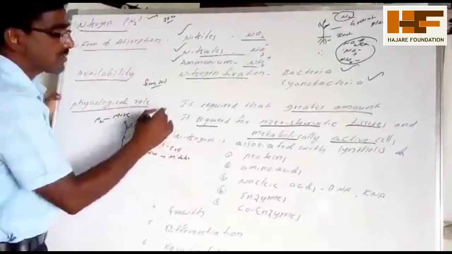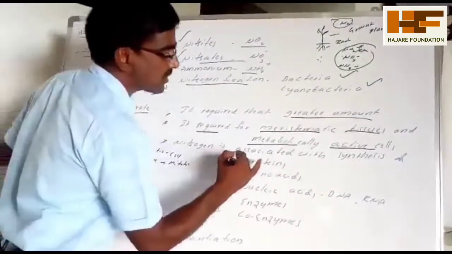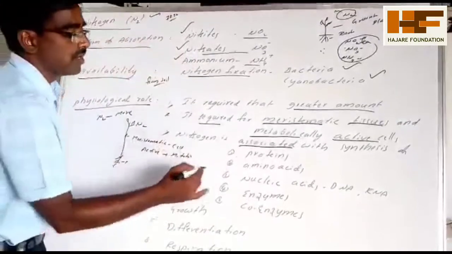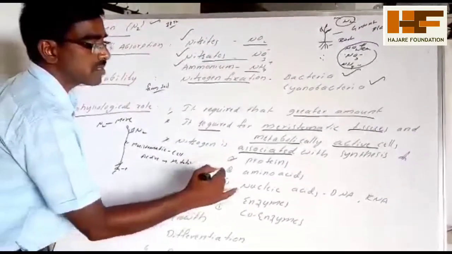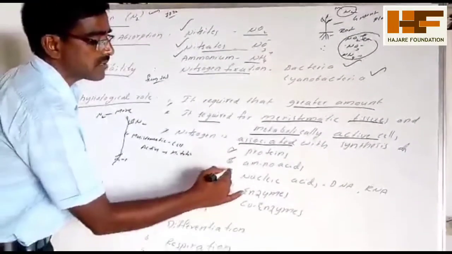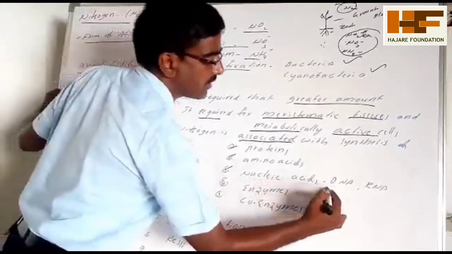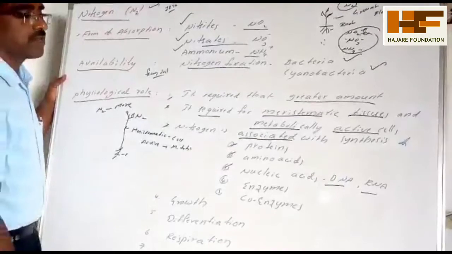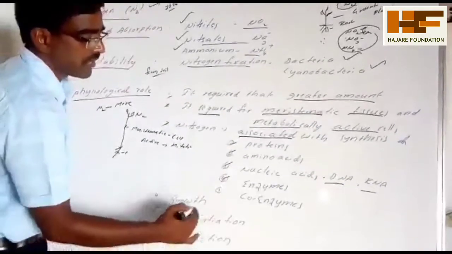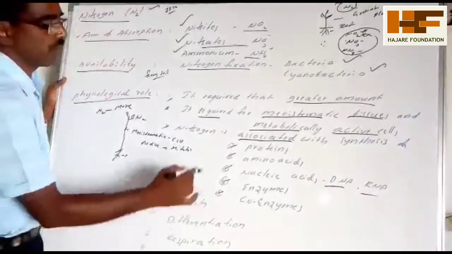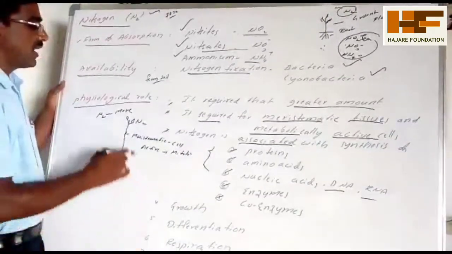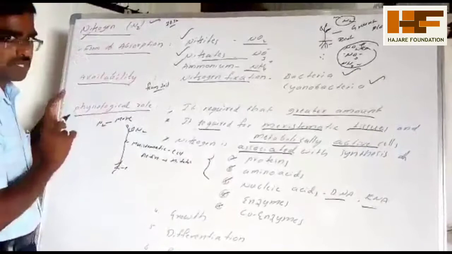The third one is that nitrogen is associated with the synthesis of proteins, amino acids, nucleic acids like DNA and RNA, deoxyribonucleic acid and ribonucleic acid, as well as enzymes and coenzymes. Most of these components are synthesized with the help of nitrogen availability.